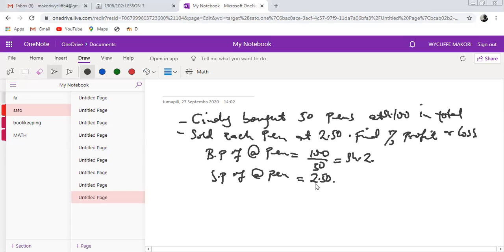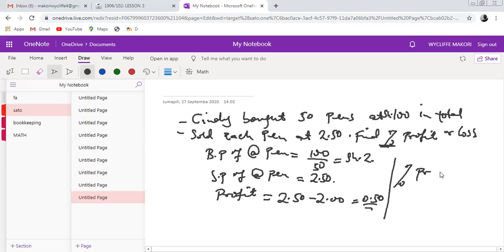So we can see here the selling price is higher than the buying price, so profit was made. Profit for each pen was the selling price minus the buying price, which is 50 cents. But now the question is talking about finding the percentage. So the percentage profit will be the profit, which is 0.5, over the cost of each, which is 2, and then you multiply by 100.